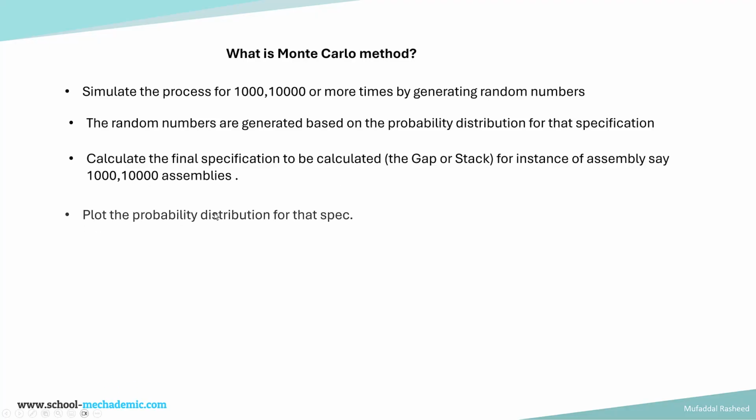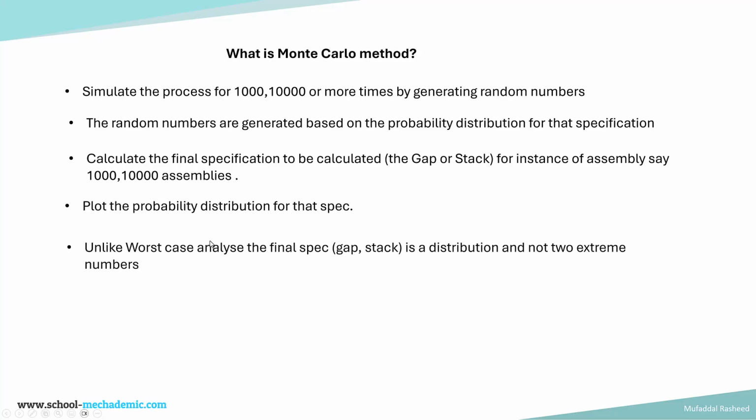And then we are plotting that probability distribution for that spec. And we will observe that unlike worst case analysis, the final spec is a distribution and it is not two extreme numbers. In the case of worst case analysis, we consider them as having uniform distribution. The probability of it having the lowest value is the same as it having the highest value, which is the same as it having the mean value. Whereas in Monte Carlo, we will get the actual distribution of how it will be when the parts are manufactured as per the process, considering we are generating random numbers.